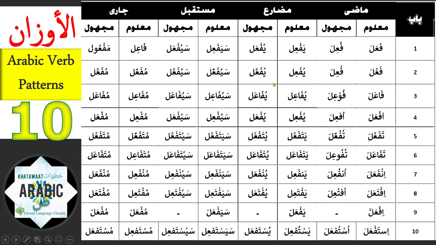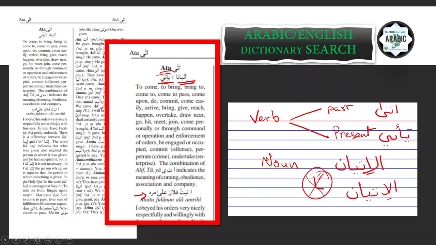So this chart, as I explained in the previous video, it will show you all the verb patterns, but when it comes to learning new words, the verb pattern is separate from the noun pattern. So if I'm going to find the pattern of atin, I know that ata is the root, so I just look for the similar sounds, which is alif, ta, and then the alif. Then I will come up with the pattern of the noun.